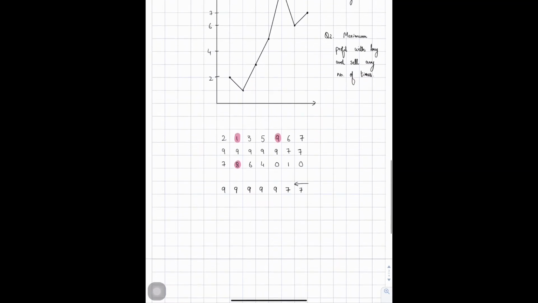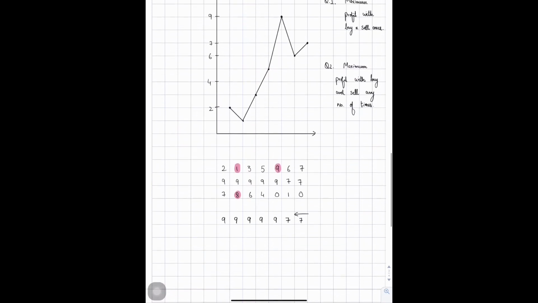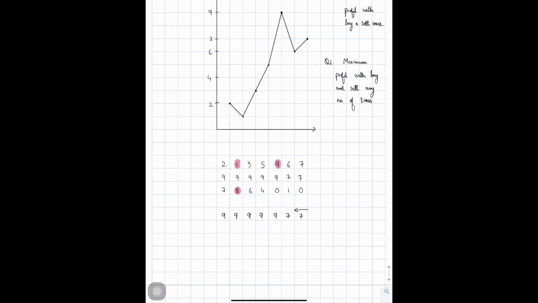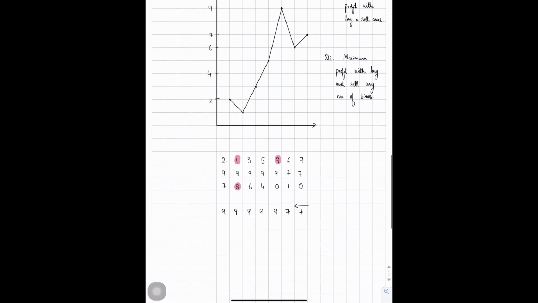Now the other question is, what is the maximum profit if we can buy and sell any number of times? So let's see. Here we have this graph plotted. So we have the price of the stock. The strategy here is that for maxima, we should sell the stock. So we have 2 maximas here and we should sell the stock on this day. And for a minima, we should buy the stock.